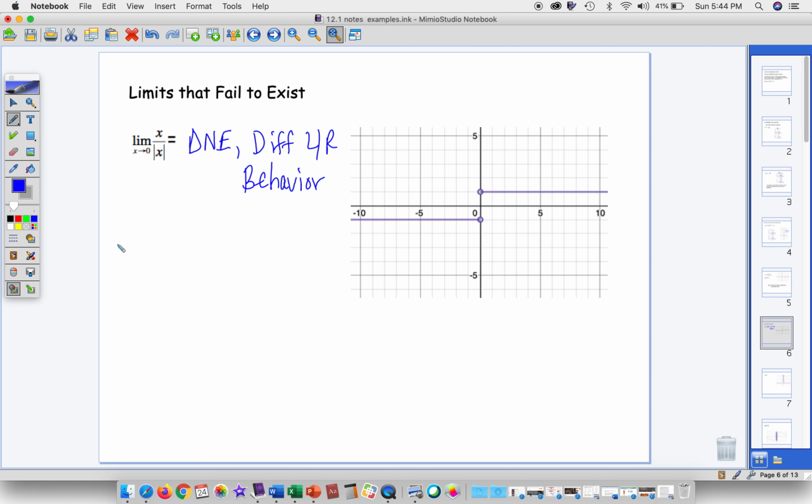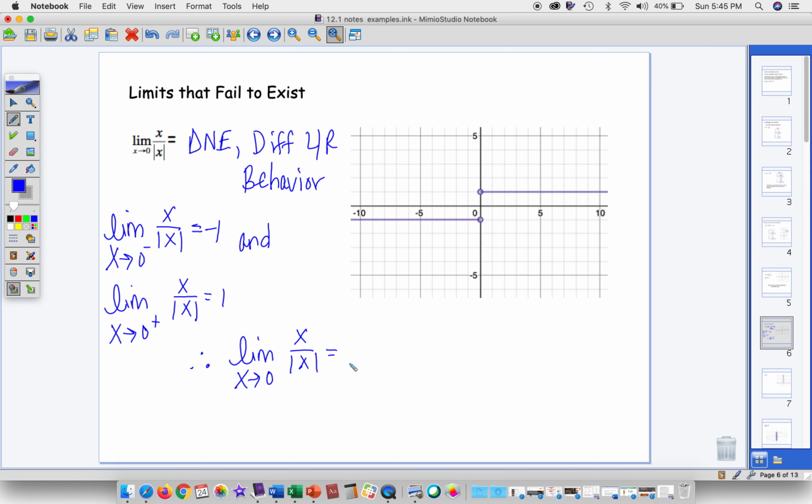I'm going to show you the notation for one-sided limits, which I think you have seen before. The limit as x approaches 0 from the left of x over absolute value of x is equal to -1. And the limit as x approaches 0 from the right of x over absolute value of x is equal to +1. So we can say, therefore, the limit as x approaches 0 of x over absolute value of x does not exist.